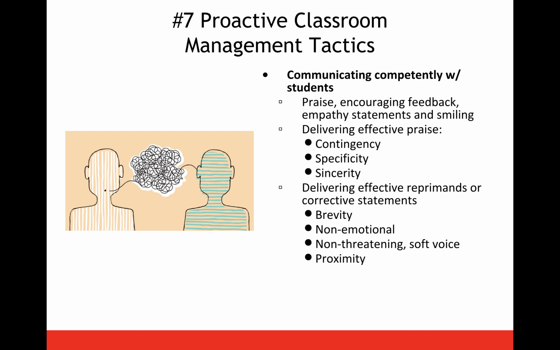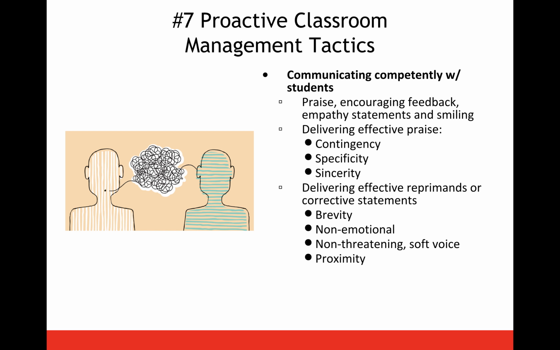Next, you want to think about how you communicate with your students. You want to be sure to praise them. You want to be sure to provide encouraging feedback. You want to demonstrate empathy and smiling. And you want to deliver effective praise. So you want to think about the contingencies, the specificity, and the sincerity of your praise. You want to be delivering verbal praise as appropriate given particular behaviors.